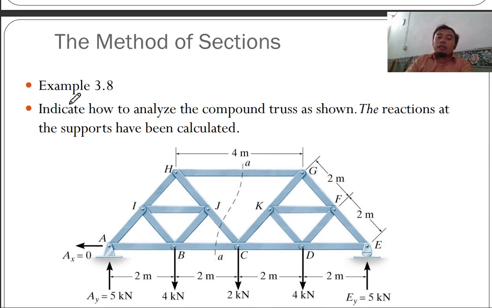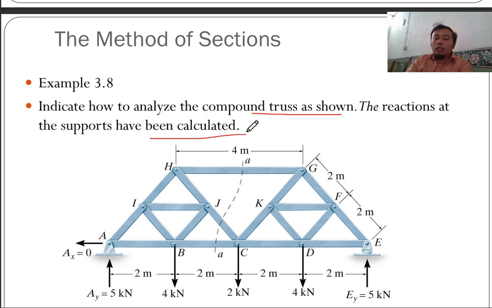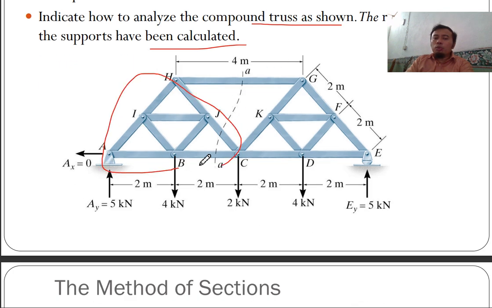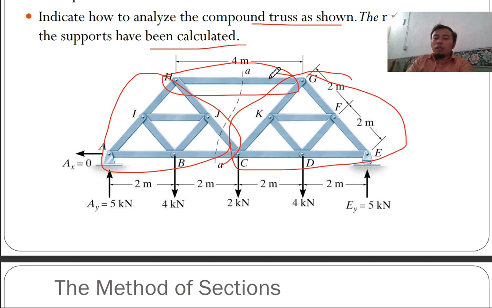Let's take a look at this example. Example 3.8 indicates how to analyze the compound truss as shown. Reactions have been calculated. So you have these two groups of simple trusses connected by bars, these bars. This book suggests to cut at A, to cut into two sections. So you will determine the value of HG, JB, CB and CJ. And the rest of the trusses you will use method of joints.